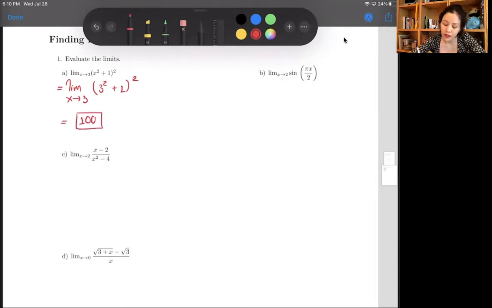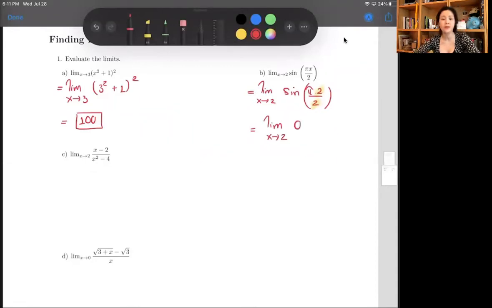Okay, part B, the limit as x approaches 2 of sine of pi x over 2. So again, first thing first, plug it in to see if we have the limit, right? So if I plug it in, instead of x, it's going to be 2 divided by 2. We see 2 and 2 cancel, so it's just sine of pi. So what's the limit as x approaches 2 of sine of pi? Sine of pi is 0.